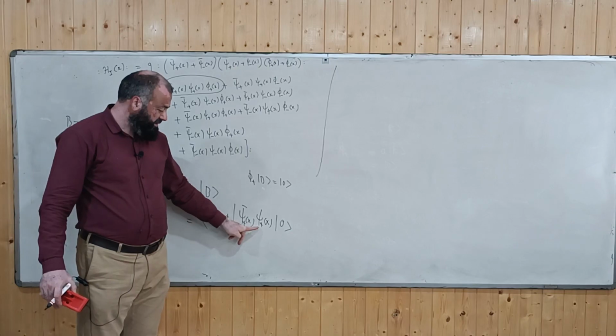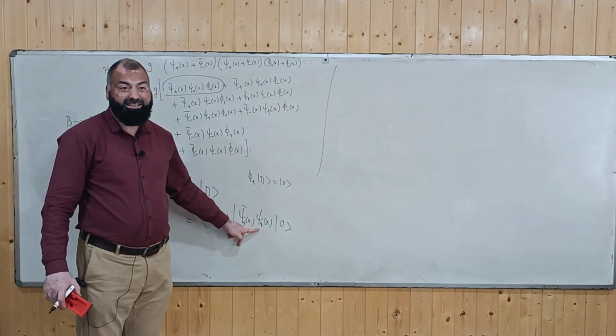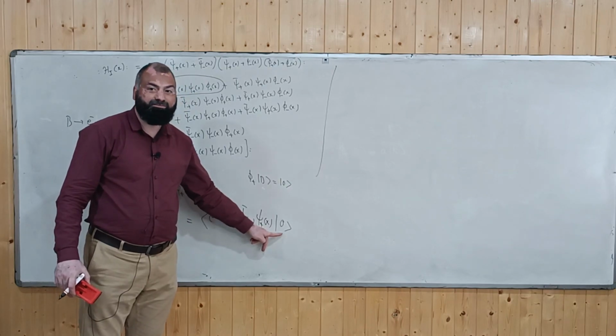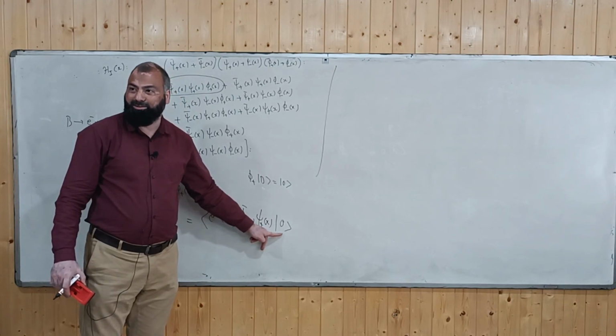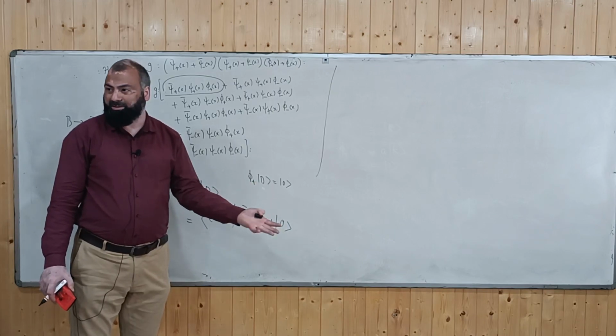Okay, so what will you do? What is psi plus? It is an annihilation operator. It annihilates the fermion. But on this side, what do you have? A vacuum. So what will it do? It will annihilate the vacuum. When you annihilate the vacuum, what does it mean? It makes it 0.